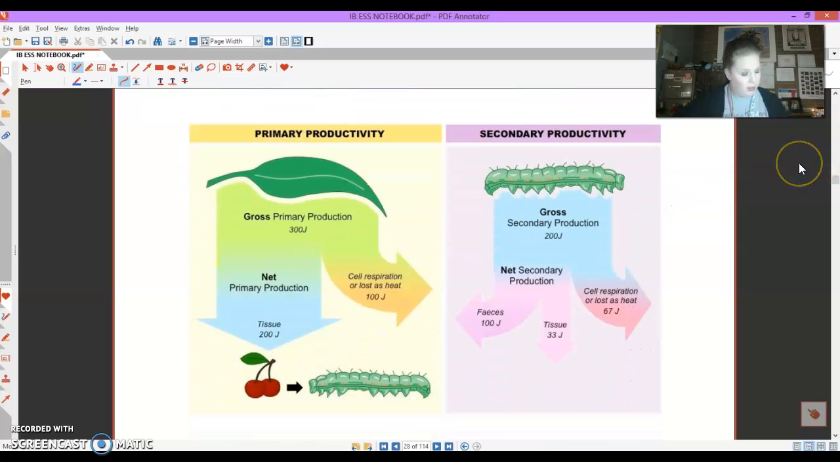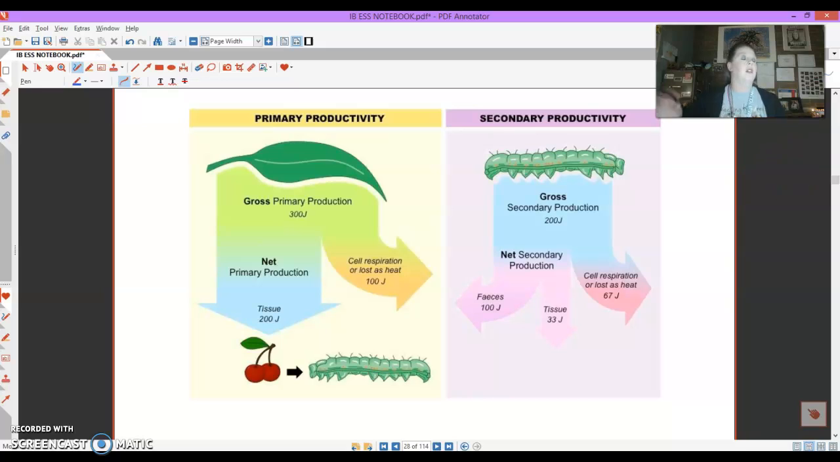Now, this graphic does a really good job of showing the difference between primary and secondary productivity, okay? So it's going to show the gross productivity, and it's going to show the net productivity. Okay, so let's start over here with the primary productivity. So we have the gross primary production. Remember, gross is going to be the total amount of photosynthesis. Remember, this is what your paycheck would be if you didn't have taxes. All right? And in this example, we have 300 joules of energy.